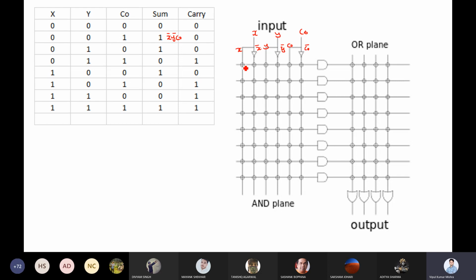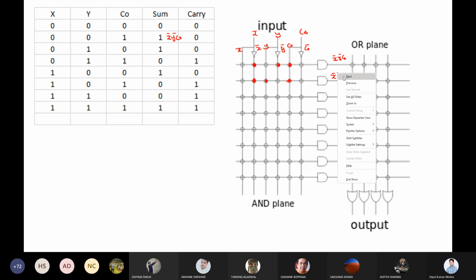So you will easily figure out X bar, Y bar and C0. That is produced here. So you can say X bar, Y bar and C0. Next function you require is X bar, Y, C0. So you can say X bar, Y and C0. That will be produced by this AND gate. X bar, Y, C0 bar. Sorry, it should be C0 bar. So X bar, Y, C0 bar.